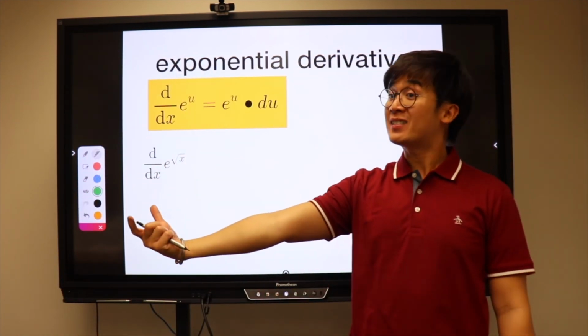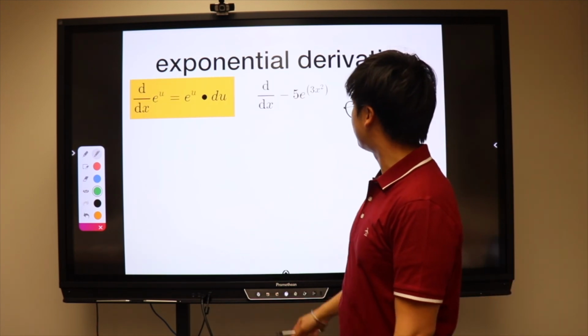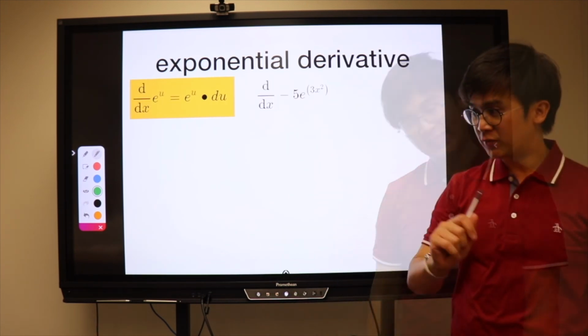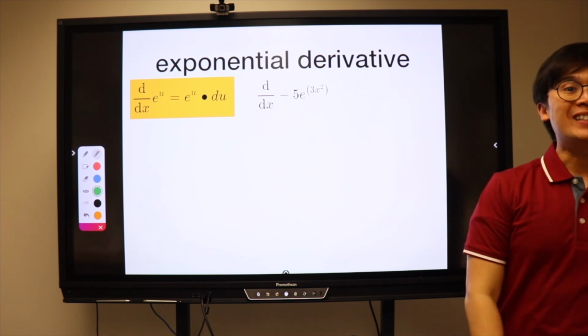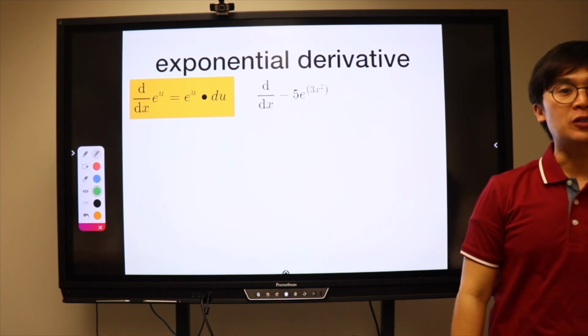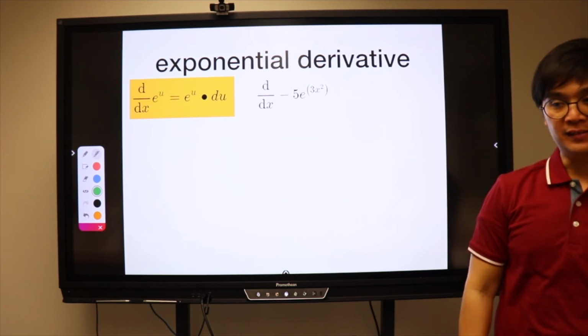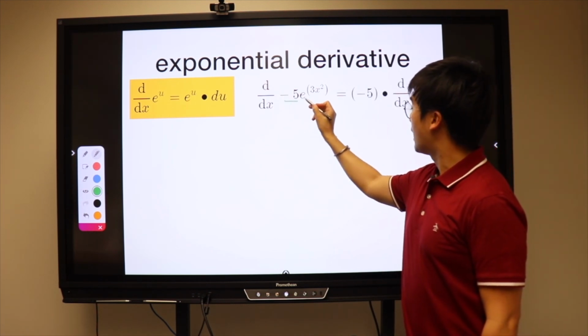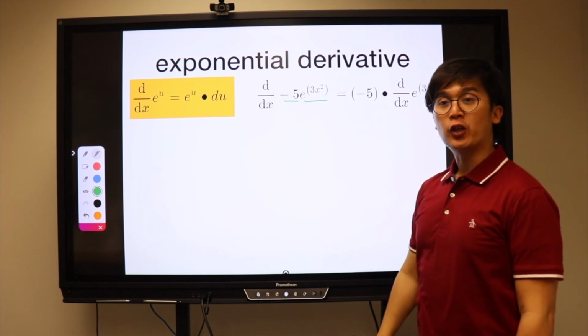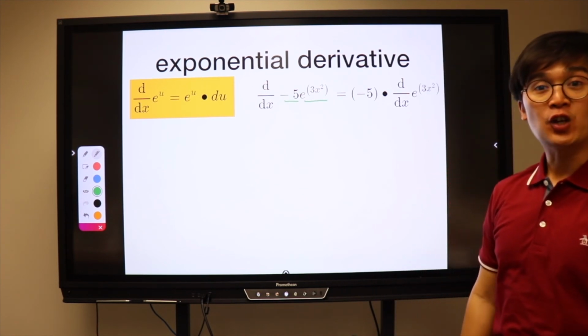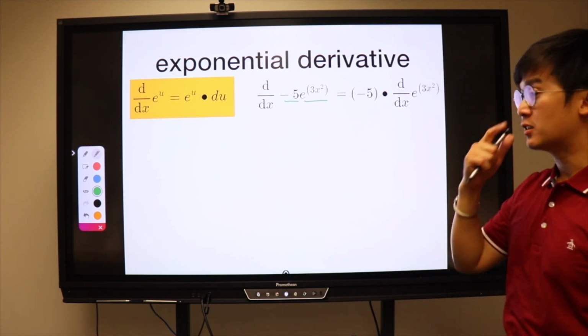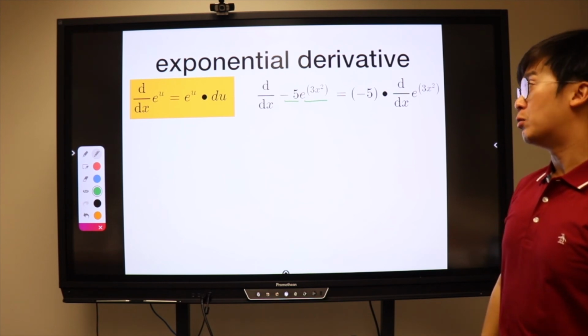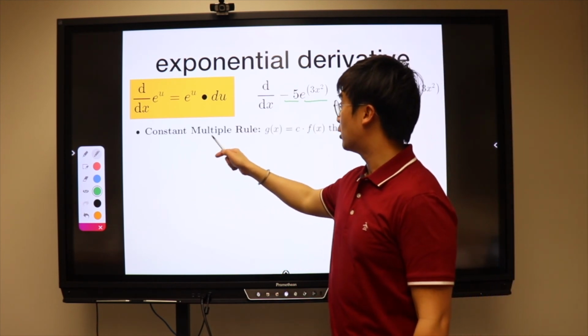We'll have more of these examples later on because we have this. Copy it first. And I'll show you a technique that you can use every time you see an expression like this. Separating the constant with the function. Your constant is negative 5 and your function is e to the 3x squared. This particular rule is what we call the constant multiple rule.